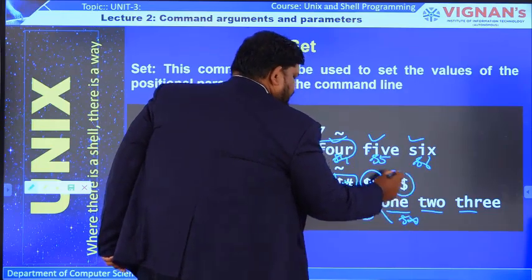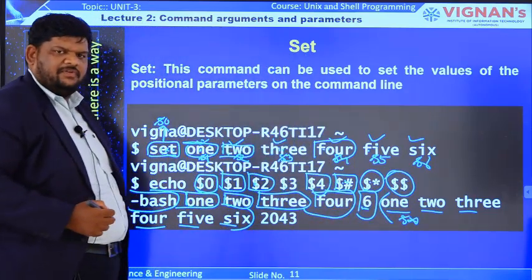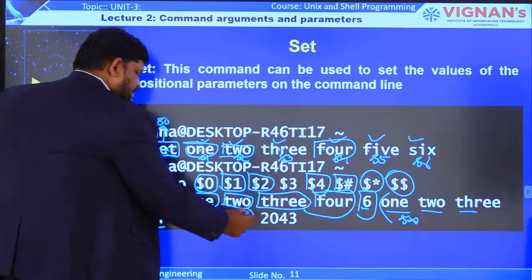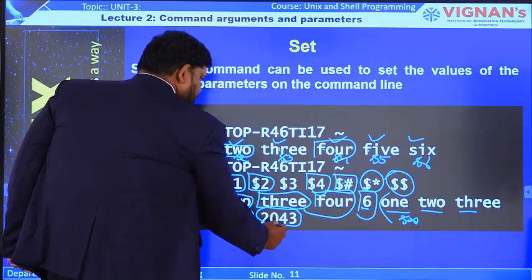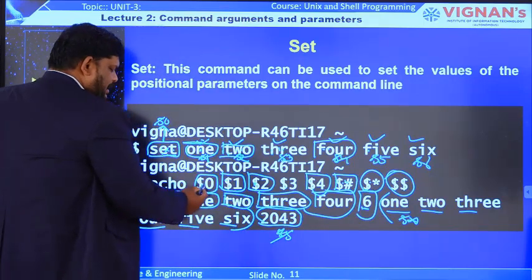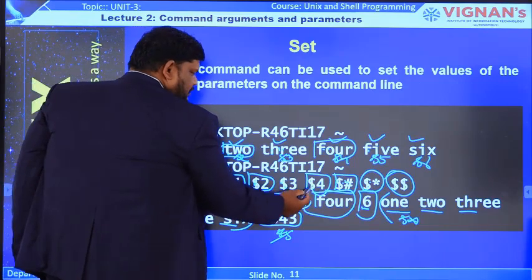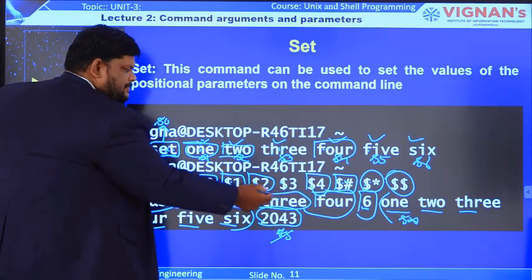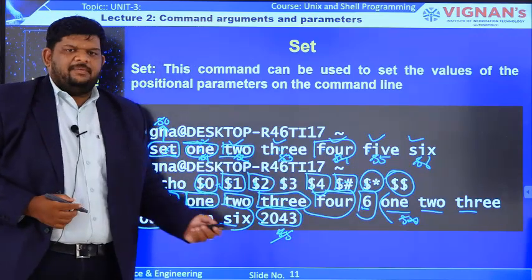Now the last one, $$. We know the output of $$ is nothing but the process ID of the script. The answer is 2043. So this is the output of $$. In this way, echo $0, $1, $2, $3, $4, $#, these are the respective outputs. So this is all about the set command.